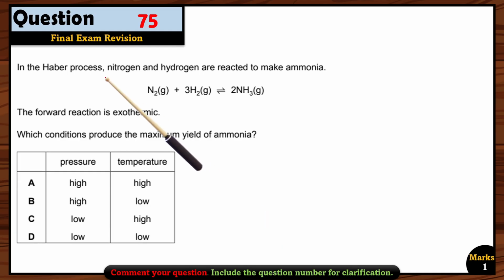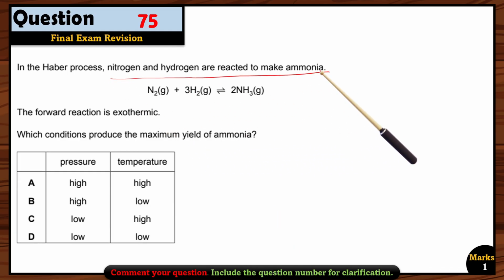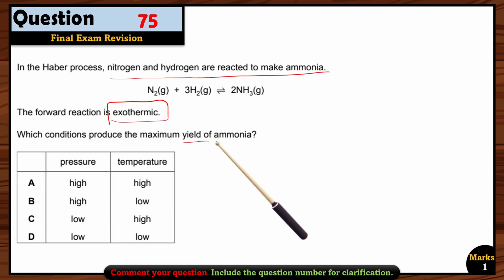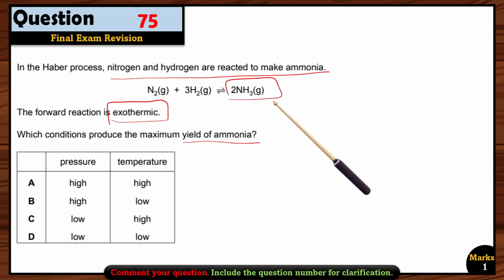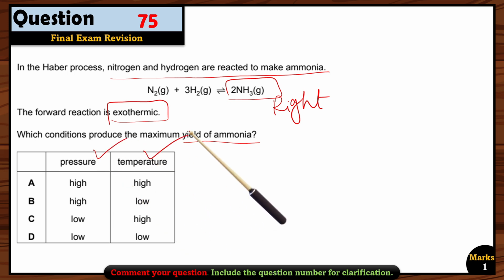In the Haber process, nitrogen and hydrogen are reacted to make ammonia. The reaction is exothermic. Which condition produces a higher yield of ammonia? So ammonia is on the right side, so it means we have to shift our equilibrium towards the right side to get more ammonia. We have only two options, the pressure and temperature. Temperature depends on exo and endo. They have already given you the information that the reaction is exothermic.